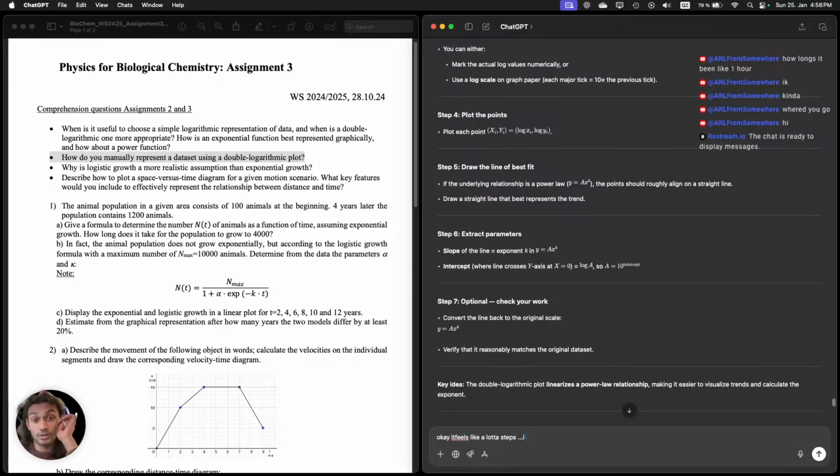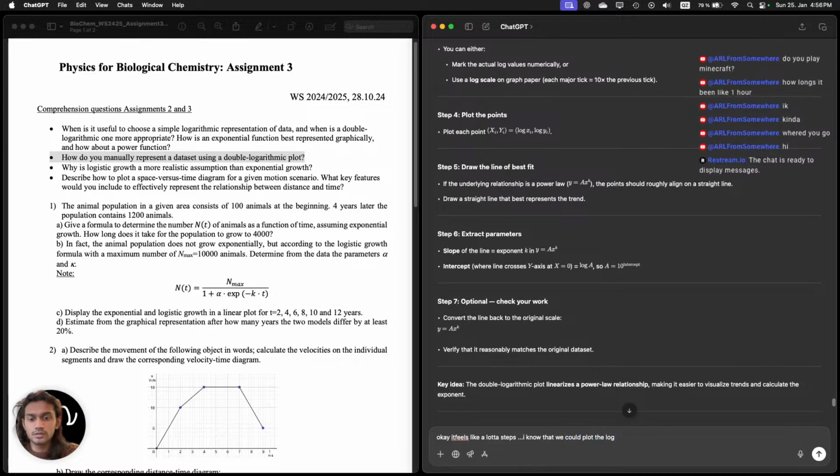Represent the data set using a double logarithmic plot. I know that we could plot the log values into a graph, but I didn't get the question asking. Manually represent.